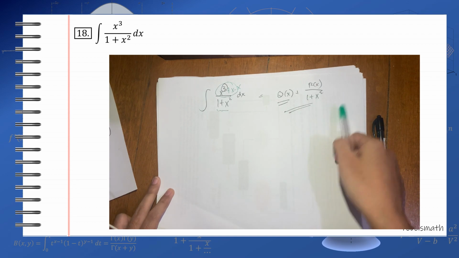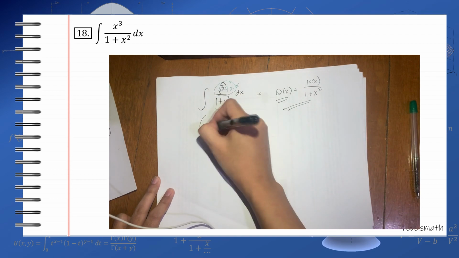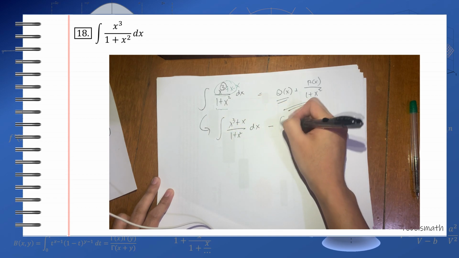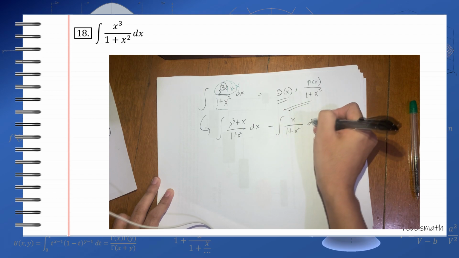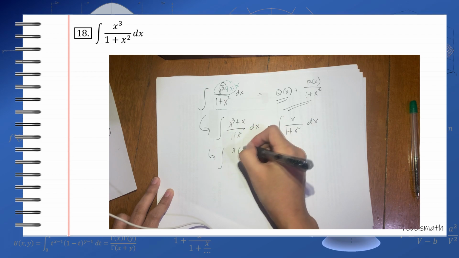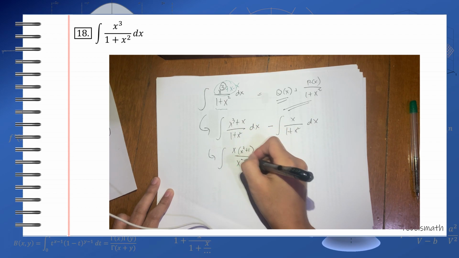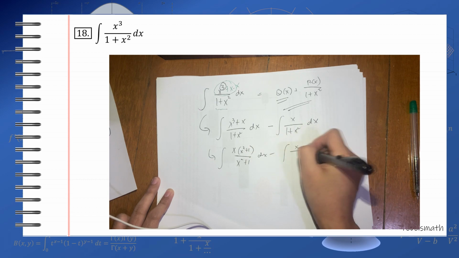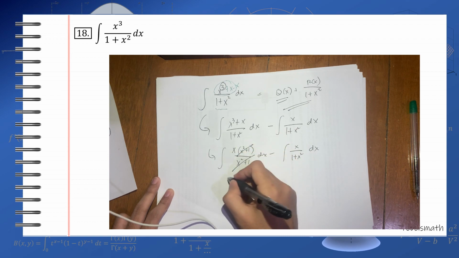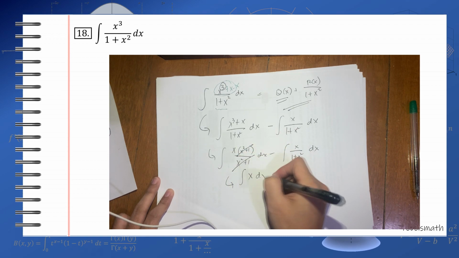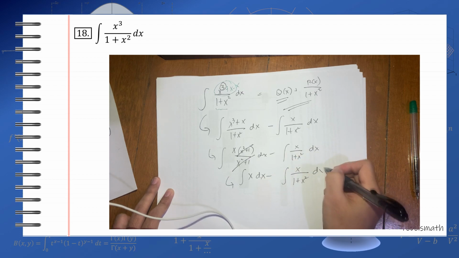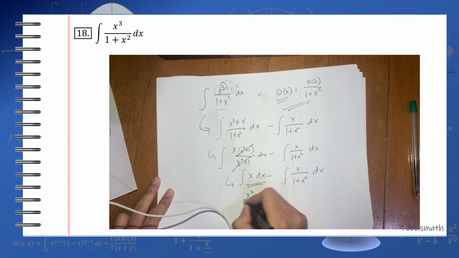This becomes the integral of x cubed plus x over 1 plus x squared dx minus the integral of x over 1 plus x squared dx. This becomes x times x squared plus 1 over x squared plus 1. This is x. This cancels out. This leaves us the integral of x dx minus the integral of x over 1 plus x squared dx. This we know to be x squared over 2.